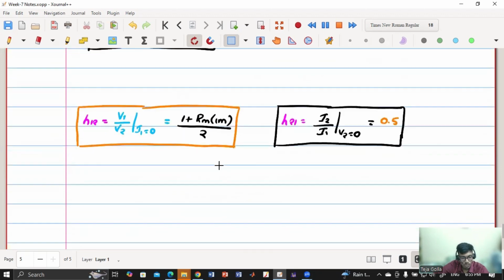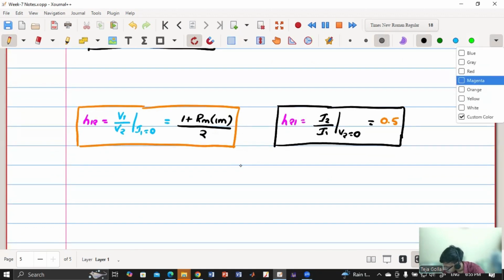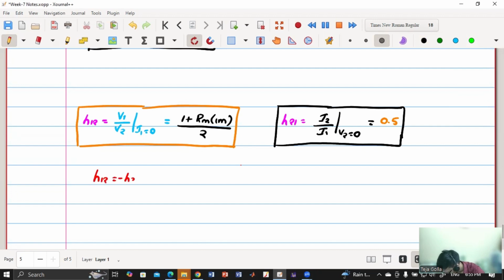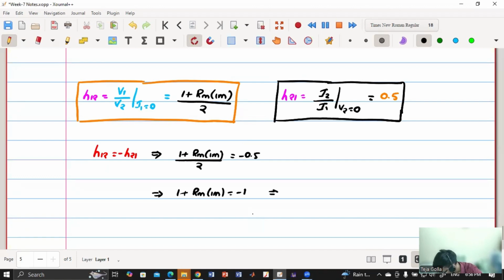Now, what is the condition that needs to be followed? The condition that needs to be followed is H12 is equal to minus H21. So if I do that, I'll have 1 plus Rm into 1 milli by 2 equals minus 0.5. So now I'll have 1 plus Rm into 1 milli equals minus 1. So from here, we'll get Rm to be minus 2 kilo ohm. So Rm is minus 2 kilo ohm.